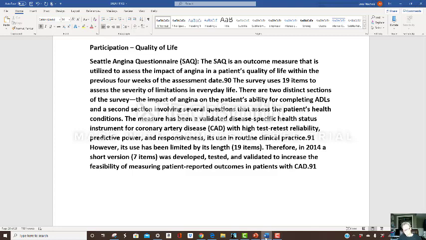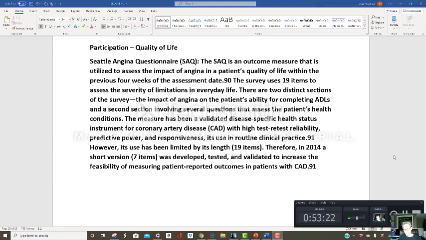The measure has been a validated disease-specific health status instrument for coronary artery disease, CAD, with high test-retest reliability, predictive power, and responsiveness, and is used in routine clinical practice. However, its use has been limited by its length, 19 items. Therefore, in 2014 a short version, 7 items, was developed, tested, and validated to increase the feasibility of measuring patient-reported outcomes in patients with CAD.